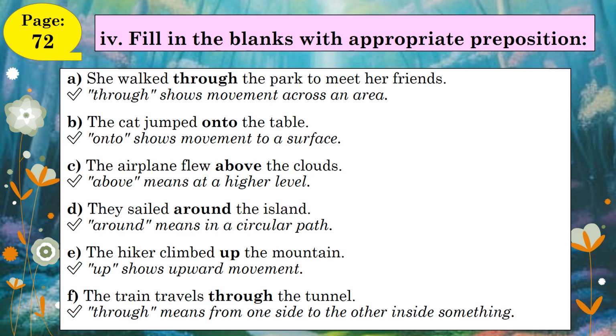1. She walked through the park to meet her friends. The word through shows movement across an area, from one side of the park to the other. 2. The cat jumped onto the table. Onto shows movement towards a surface. The cat is going from below to on top of the table.